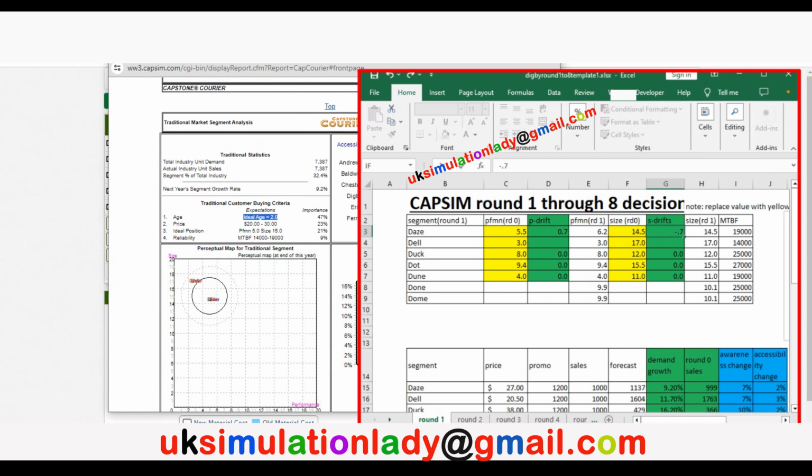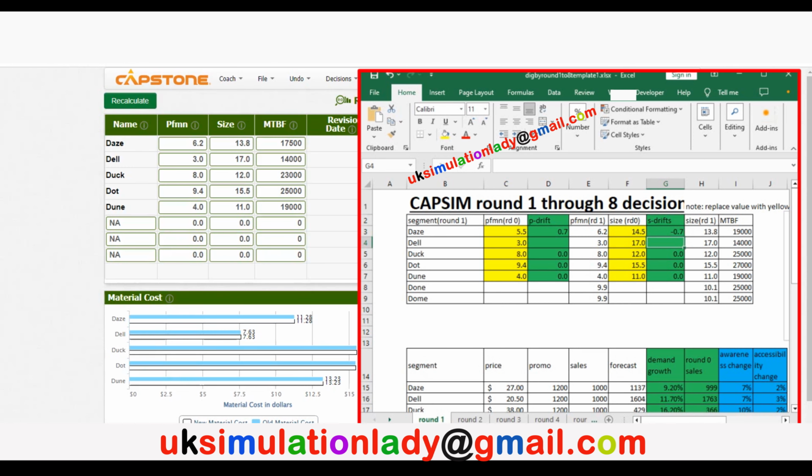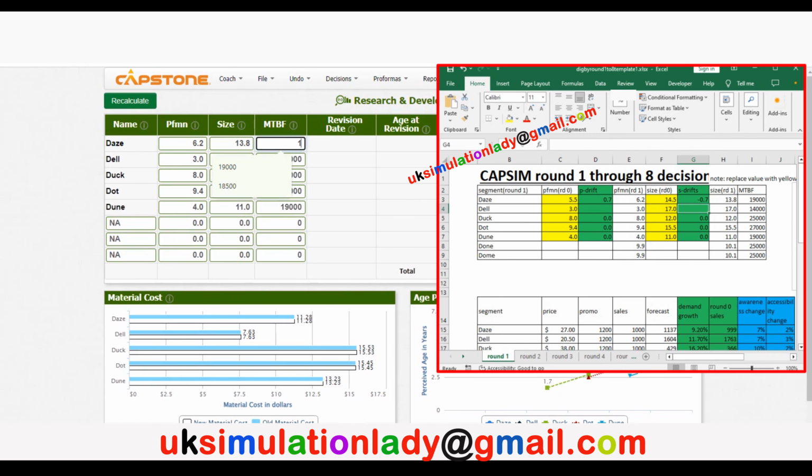According to the Capstone Courier report, customers in the traditional segment expect an MTBF of between 14,000 and 19,000. Since we've chosen a broad differentiation strategy, we aim to provide the best possible reliability, which is why we're increasing the MTBF to the maximum of 19,000.